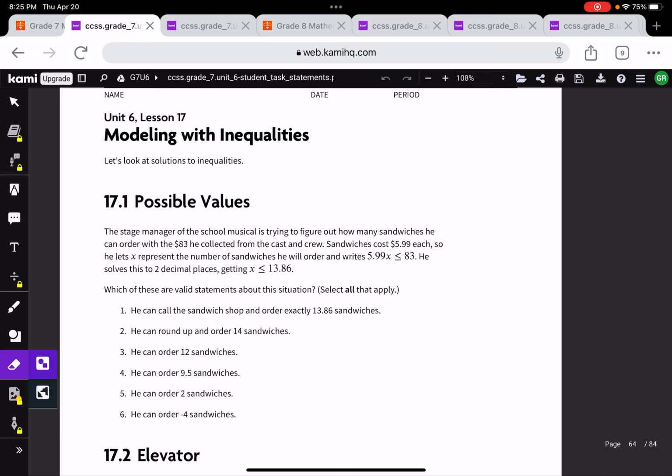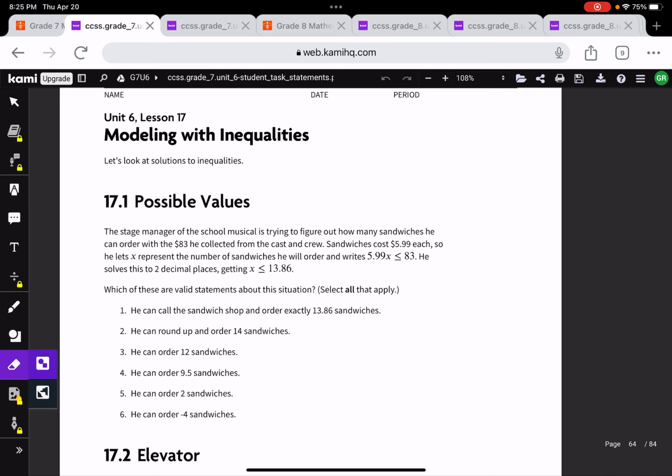He can call the sandwich shop and order exactly 13.86 sandwiches. Circle that one if you think that's correct. He can round up and order 14 sandwiches. He can order 12. He can order 9.5. He can order 2. He can order -4 sandwiches.